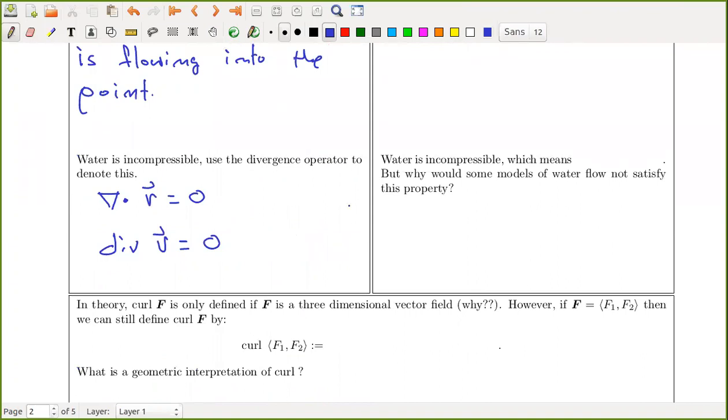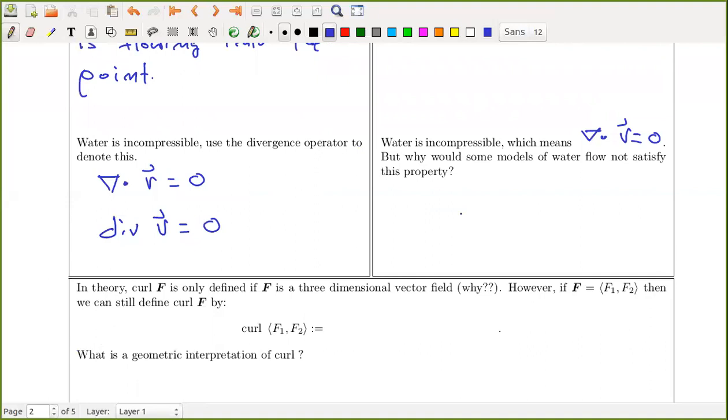Water is incompressible, which means that divergence is equal to 0. That's one thing that it means. But why would some models of water flow not satisfy this property? In other words, why would some mathematical models of water flow not be divergence free? Well, the reason is the following.